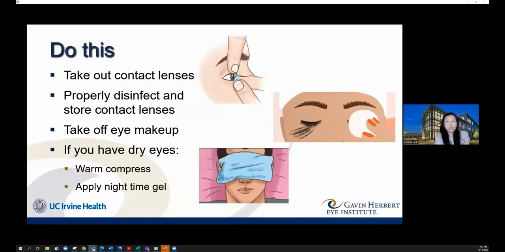Definitely, if you're a contact lens wearer, please take your contact lenses out before you go to sleep. And then either throw them away if they're dailies, or properly disinfect them and store them in a clean contact lens case that should have been dried out during the day, with clean solution in there.